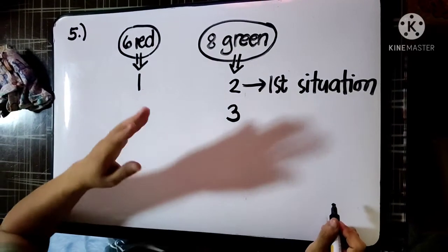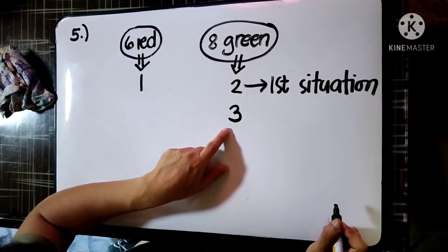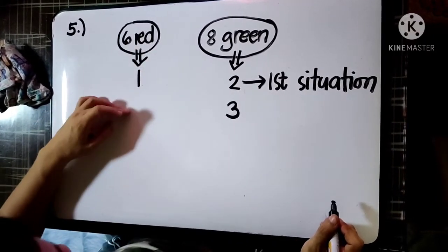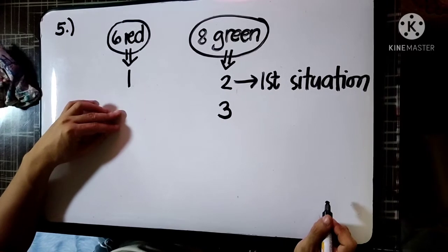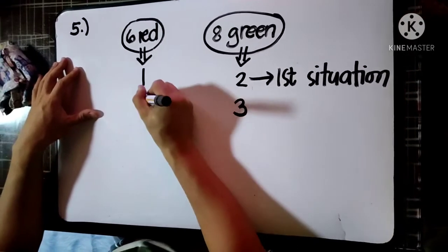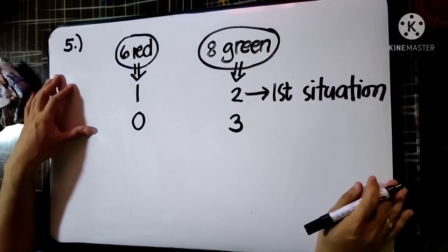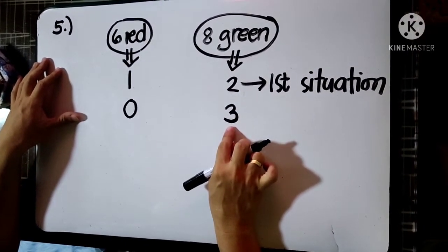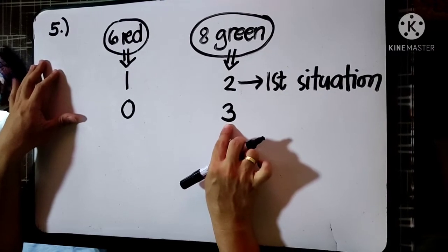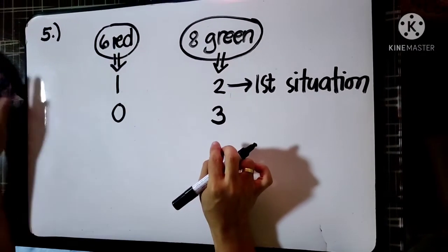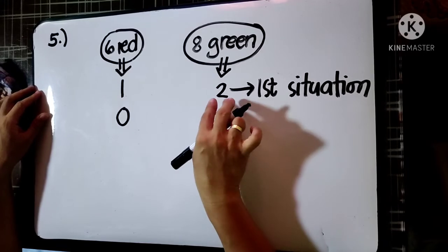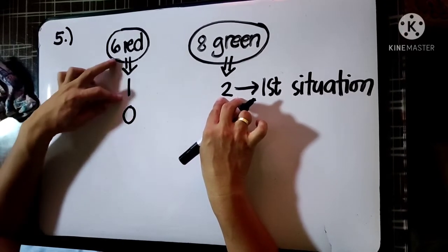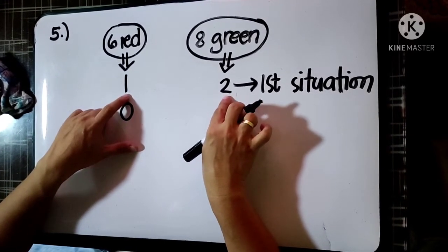And if he can have 3 greens, is he going to get from red? The answer is no. He will not anymore get from red, because he or she needs 3 balls only. So let me state it again. If he or she will choose 2 from green, he or she needs 1 from red because he needs to get a total of 3 balls.